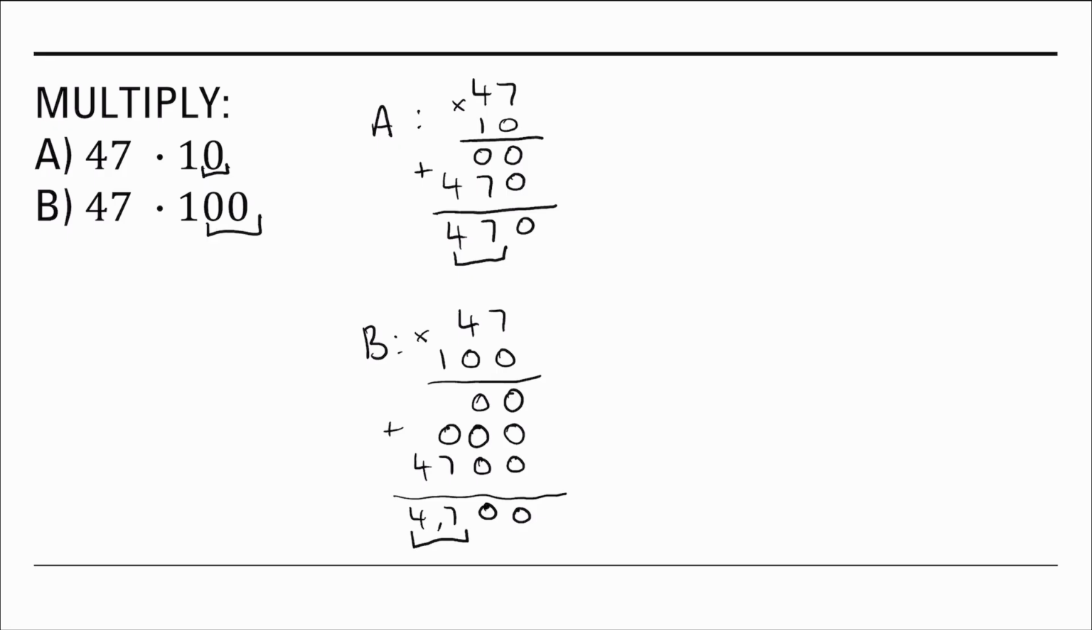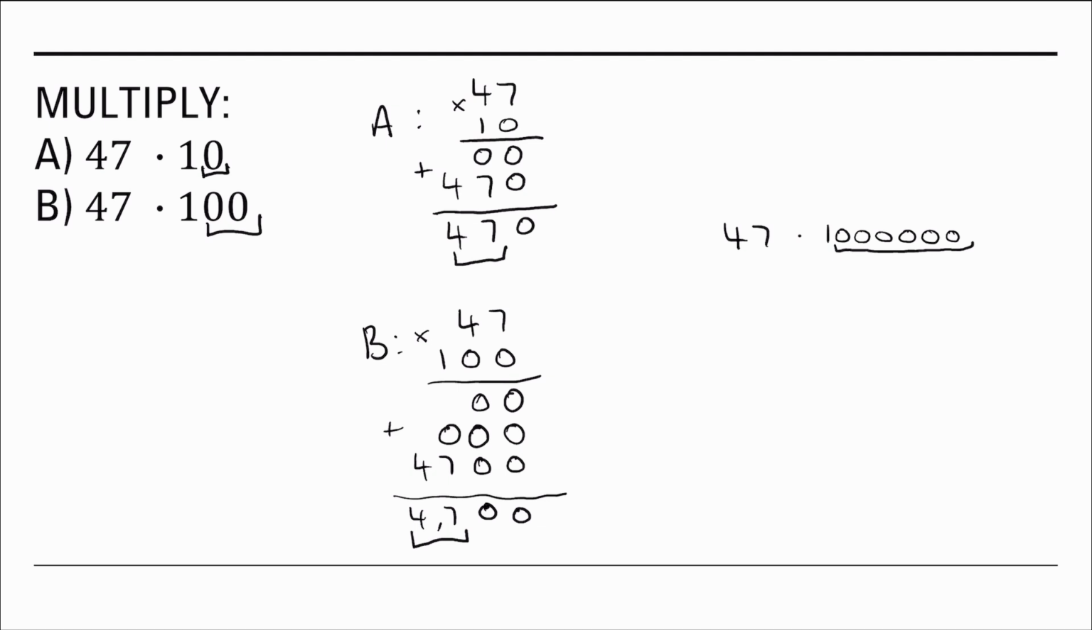And so a good way of knowing whether you understand this concept is that if you have like 47 times 1 million, you should end up with 47 plus all of these zeros trailing behind. And so it's really important that you understand that. That'll make a lot of things simpler.